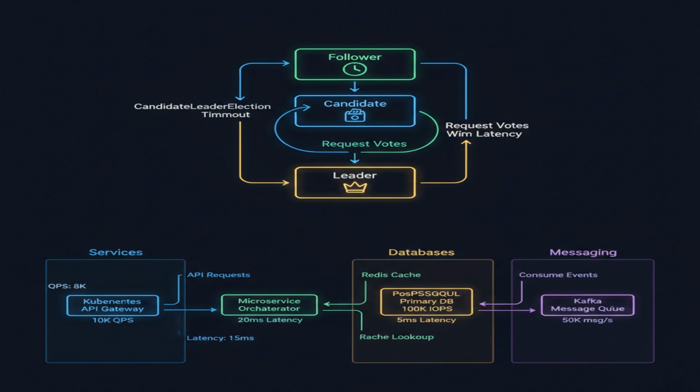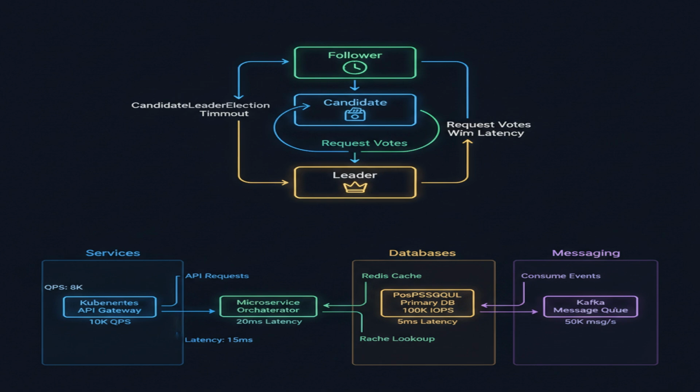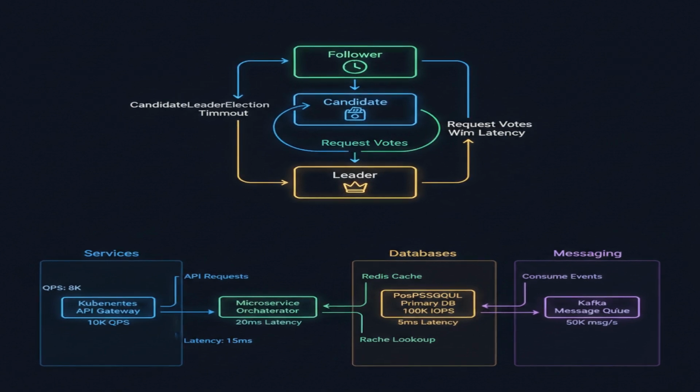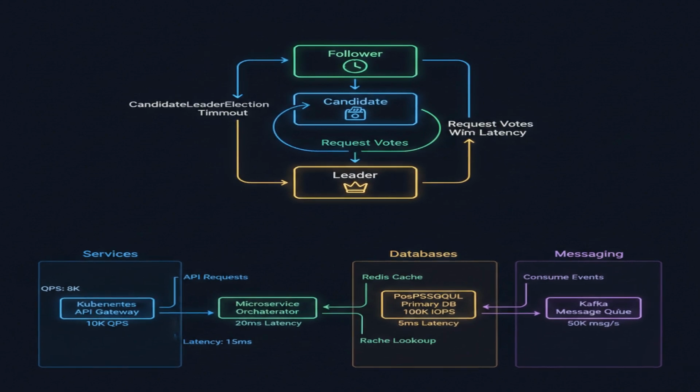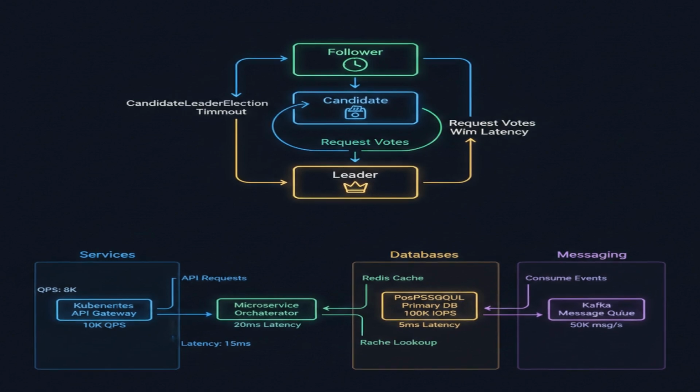Servers start as followers. If a follower doesn't hear from the leader within a timeout, it becomes a candidate and starts an election. The candidate increments its term number and requests votes from other servers. Randomized election timeouts are crucial to avoid split votes because it prevents multiple candidates from repeatedly starting elections simultaneously. If a candidate receives a majority of votes, it becomes the leader.